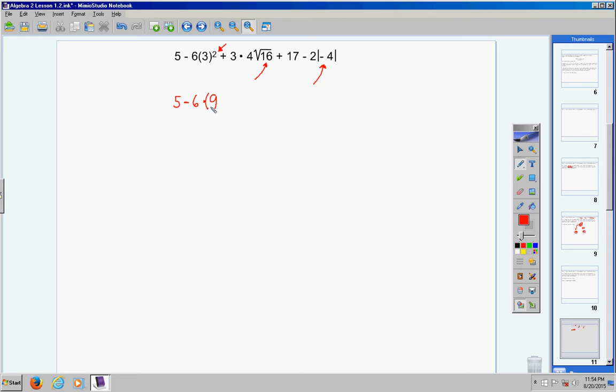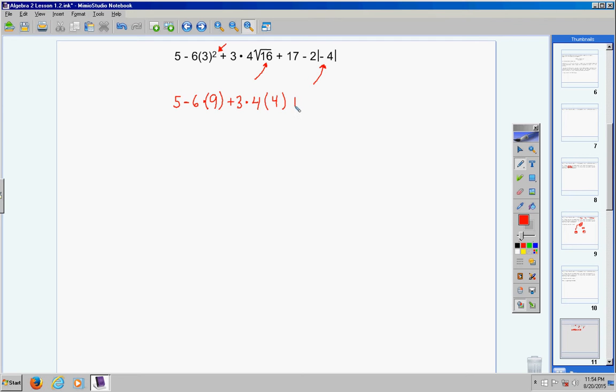I prefer parentheses, okay? Because the 6 is right next to the parentheses, so I know the 6 is multiplying the 9. Now bring down your positive 3, then bring down your times, and then your 4, and then stop. We have a root right here. Notice the 4 is right next to the root. That means they're multiplying, okay? So either put a dot here, which is fine, or put parentheses. I prefer parentheses. The square root of 16 is 4.